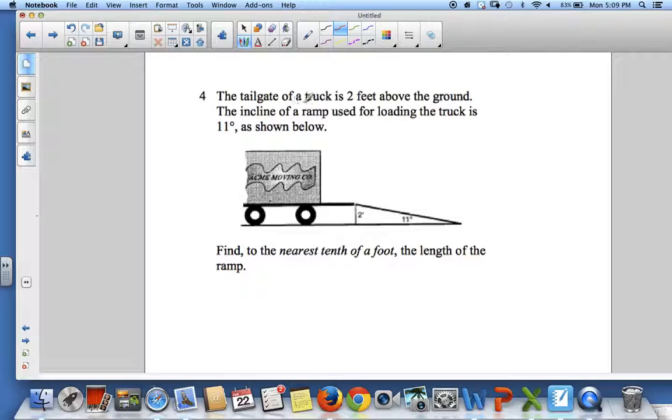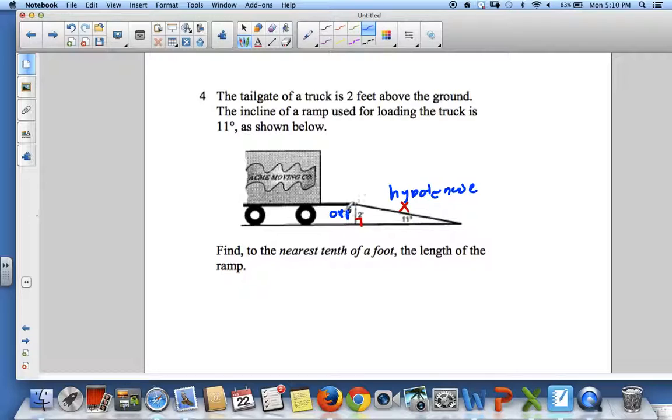This one, the tailgate of a truck is 2 feet above the ground. There's my 2. The incline of the ramp used for loading the truck is 11 degrees as shown. Find, to the nearest tenth of a foot, the length of the ramp. That's x right here. So I'm going to look at this relationship and say this is the angle. There's my right angle, which means x is the hypotenuse. And this side here, relative to 11, is the opposite.